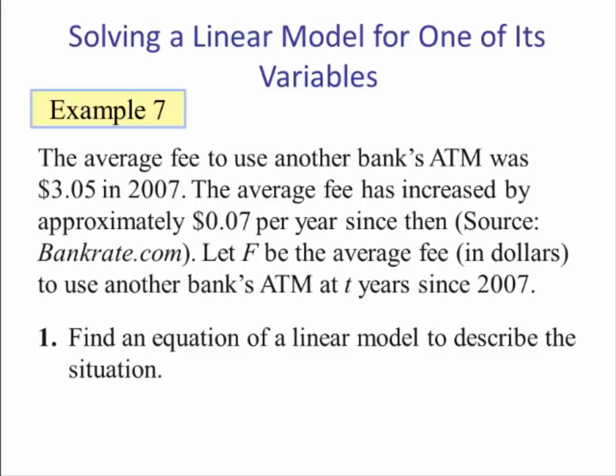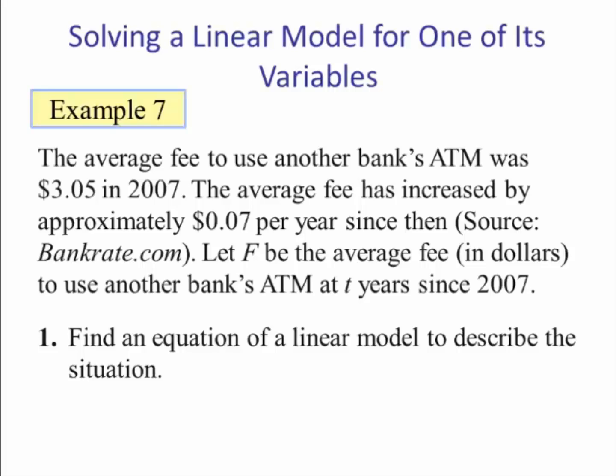Example 7. The average fee to use another bank's ATM was $3.05 in 2007. The average fee has increased by approximately 7 cents per year since then. Let F be the average fee measured in dollars to use another bank's ATM machine at T years since 2007.